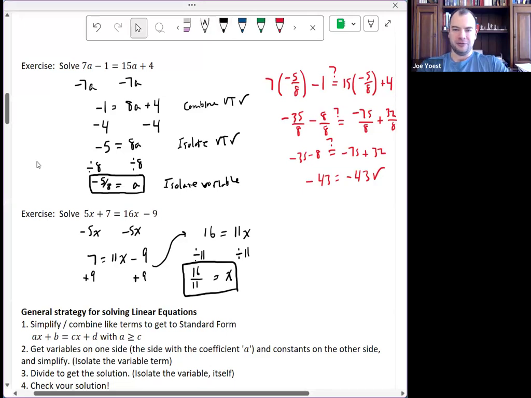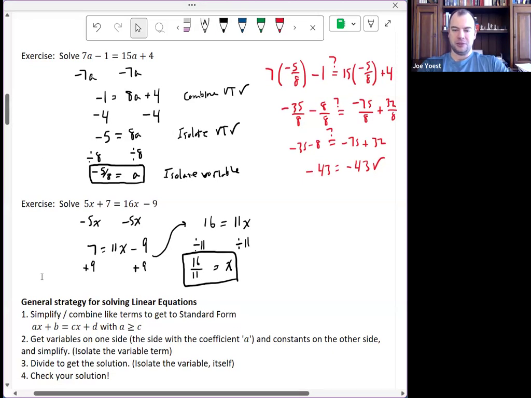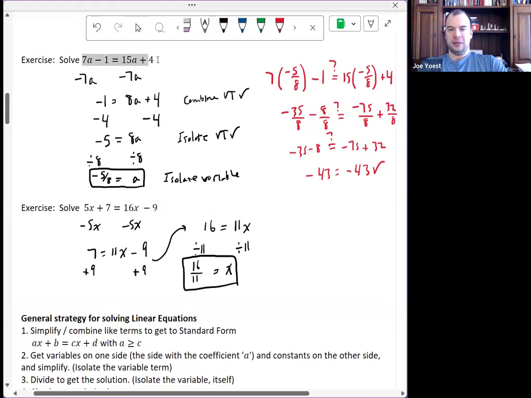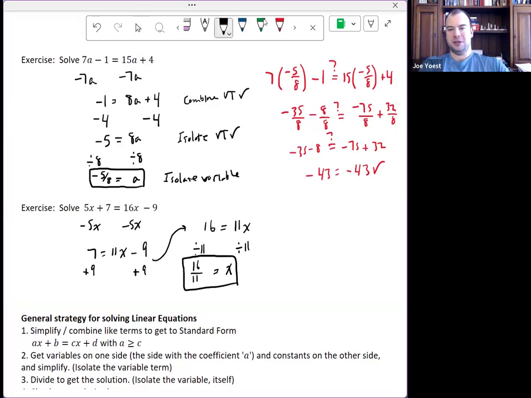Okay, it is just about 5 minutes. So let's take a look at these two. So for the first one, again, we have this kind of same setup. We have variable term and constant term on both sides, and there's really nothing that we can simplify in either of the expressions on either of the sides of the equation independently. 7a minus 1 or 15a plus 4 already in simplest form.